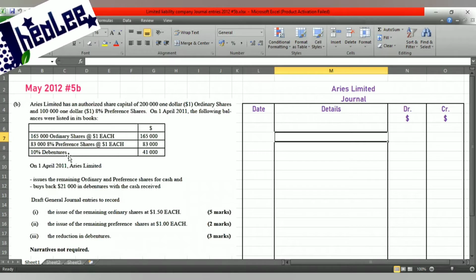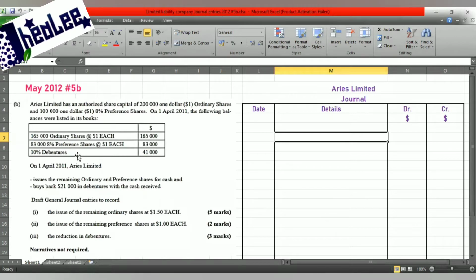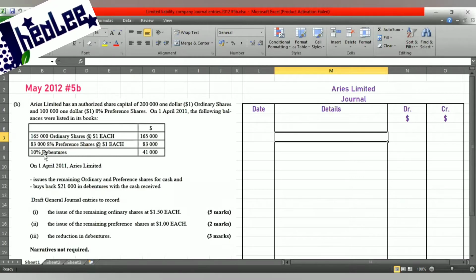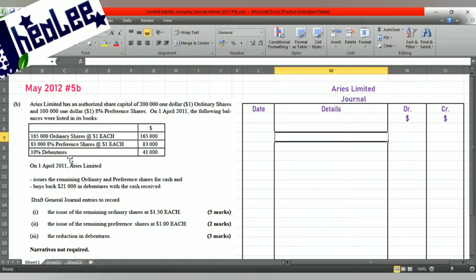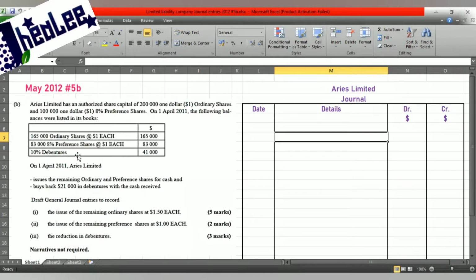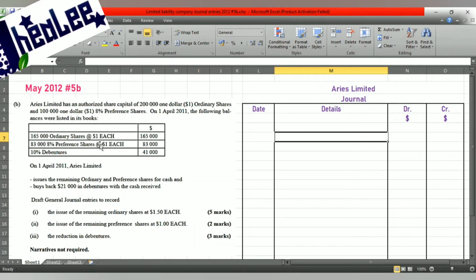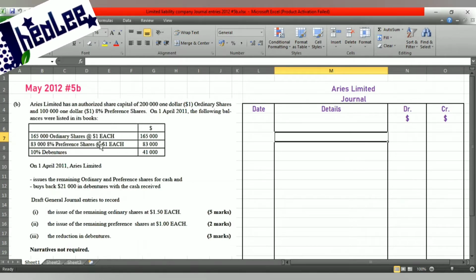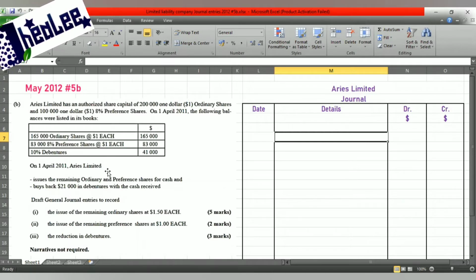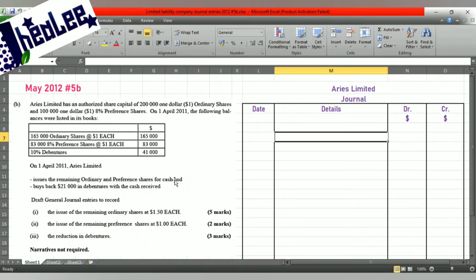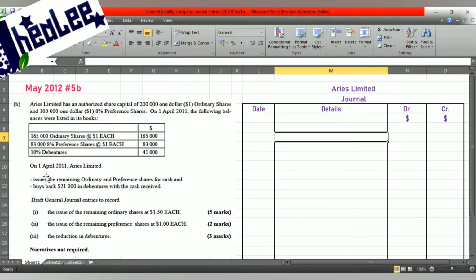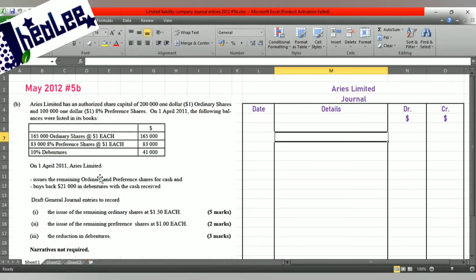When we say debentures issued, it means that they have acquired that long-term loan. The 10% that you're seeing beside that represents the interest to be paid on the debenture per year. The 8% beside the preference shares indicates the rate of the dividend to be paid out to the preference shareholders. And on April 1st, 2011, Aries Limited issues the remaining ordinary and preference shares for cash. So what they're saying is that the shares that weren't sold for ordinary and preference shares, those were sold on April 1st, 2011 for cash.